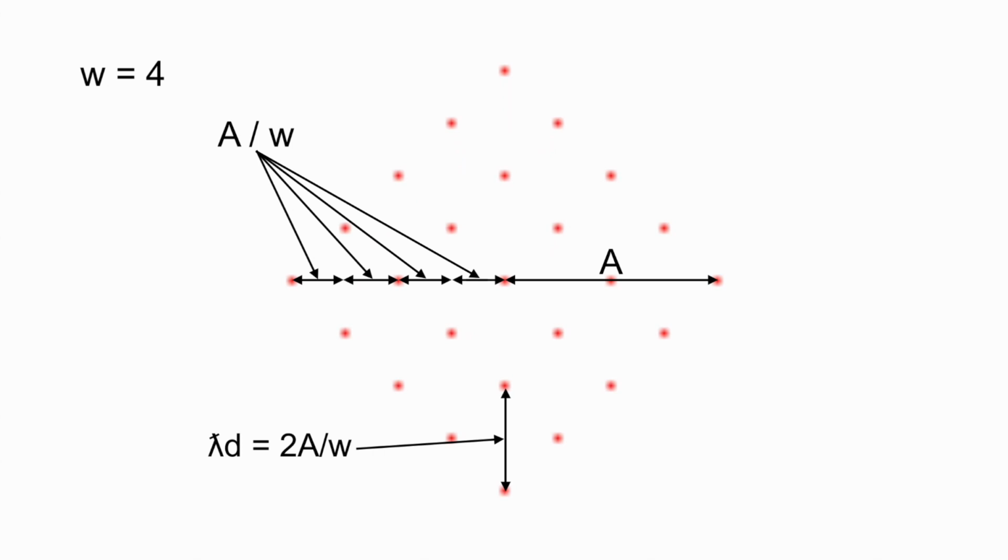Physicists use symbol lambda for wavelength. Let's use lambda d for the discrete wavelength. The amount of wave maximums in one direction of movement we can call the frequency of the discrete wave. Discrete frequency Fd equals A divided by lambda d equals W divided by 2.